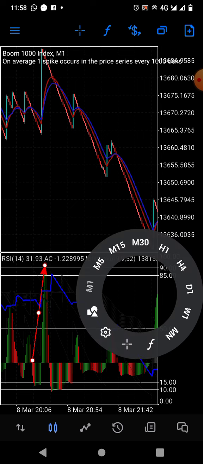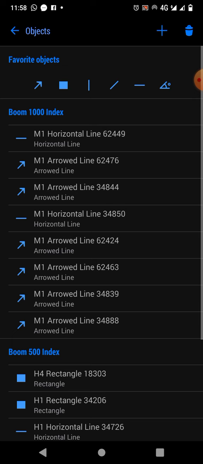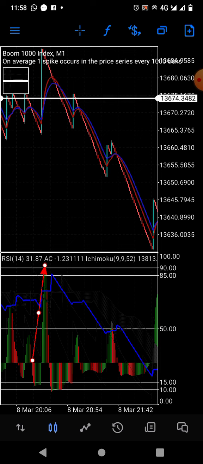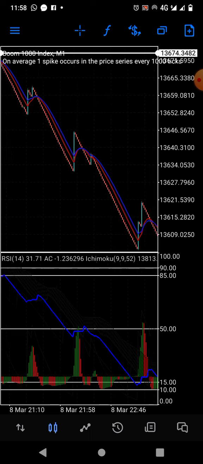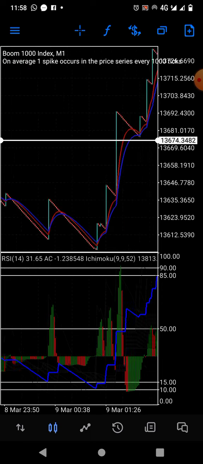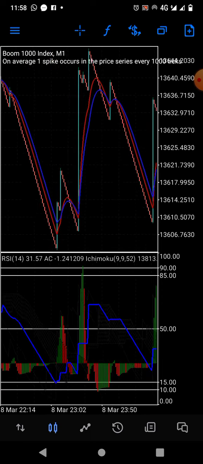So once you have that confirmation, guys, you wait for the moving average on the indicator window on the main chart to cross. When it crosses, you take your sales, guys. You can profit very well from this particular strategy.